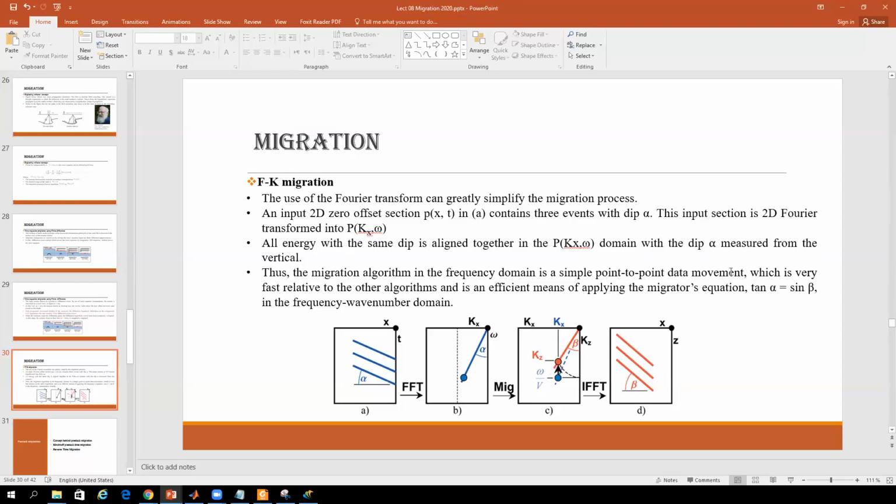So if we have now the dip angle of the apparent velocity in the FK domain as alpha, we simply convert it to the sine of beta, because the tangent of alpha is already known. We try to find the beta which will give us the solution of this equation. Then once we find beta, we rotate the event to beta instead of alpha, and then we go to the inverse Fourier transform, and we have the correct dip of the event.